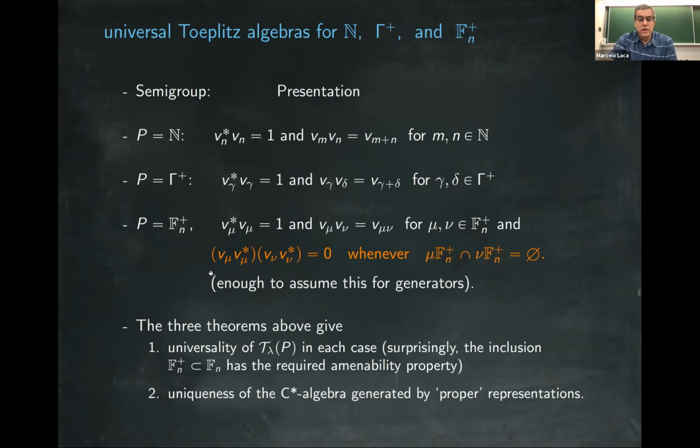So provided that we include this extra orthogonality condition here, the three theorems give a universality of the left regular representation in each case. And surprisingly, in the case of the free monoid, the required amenability, which I haven't described yet, holds. And it also says that provided you assume an extra properness condition, there is a unique C-star algebra. So the presentation plus the properness condition characterizes the left regular C-star algebra, the Toeplitz algebra.